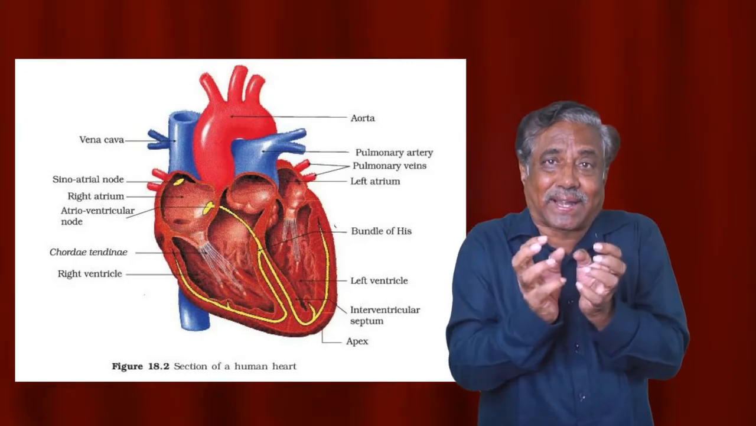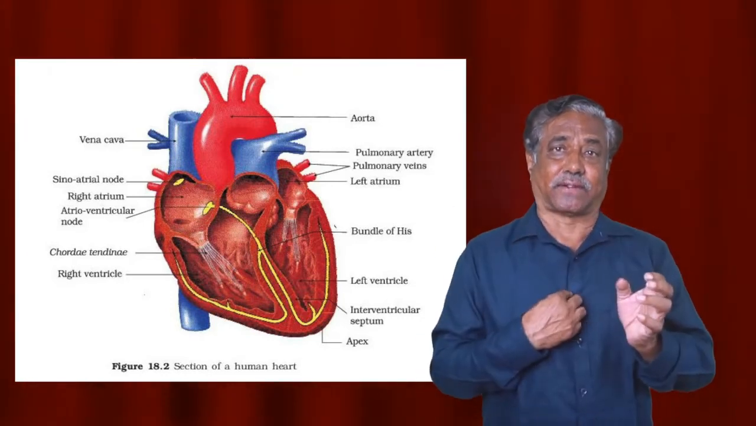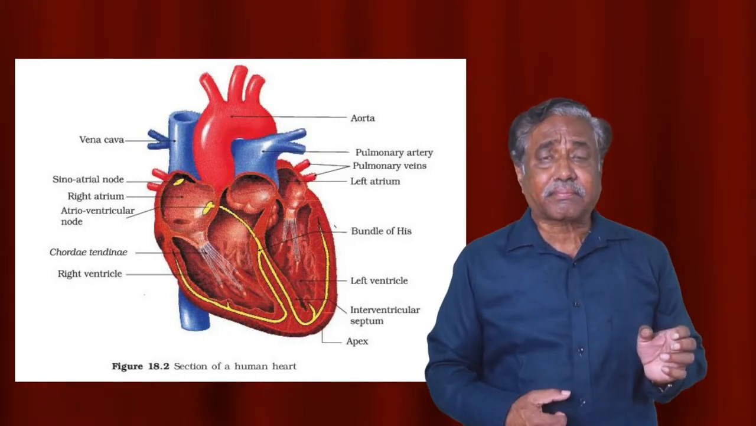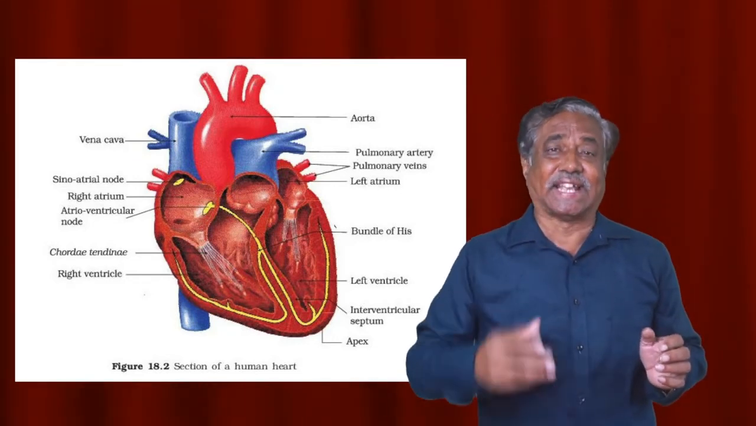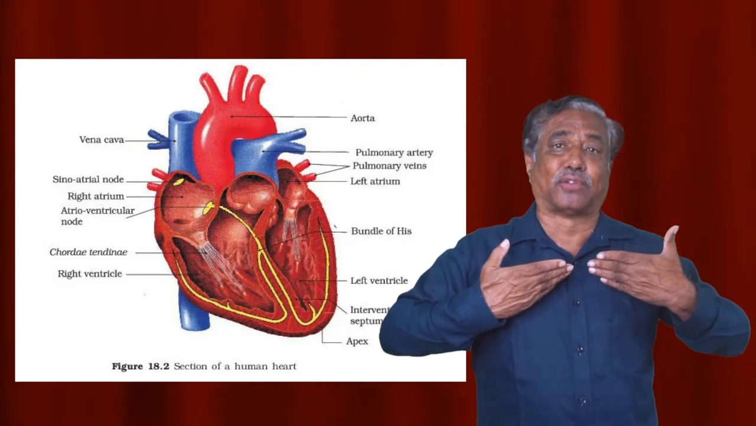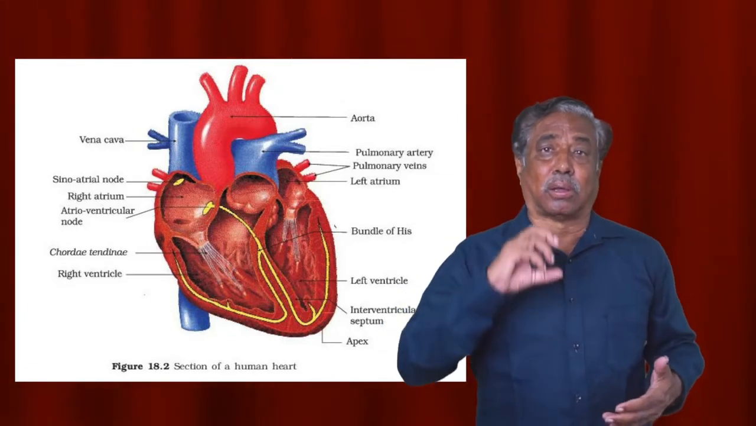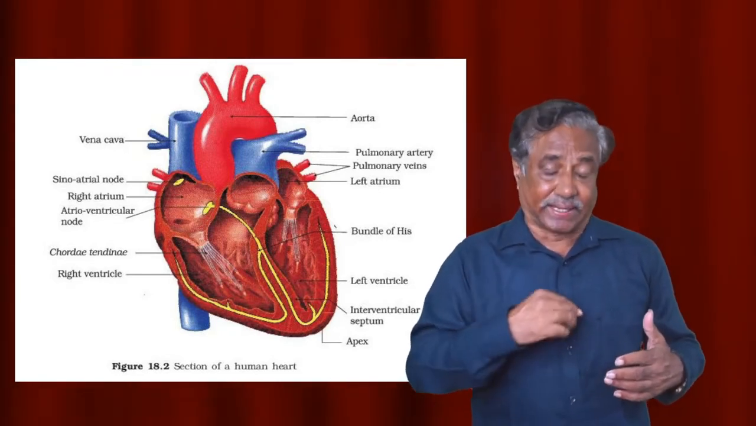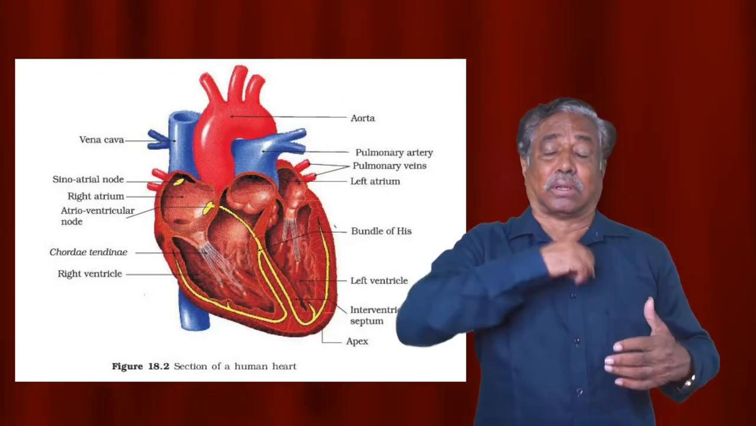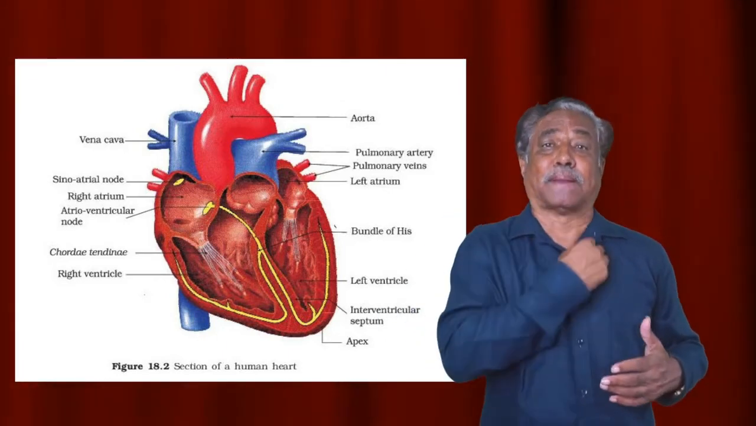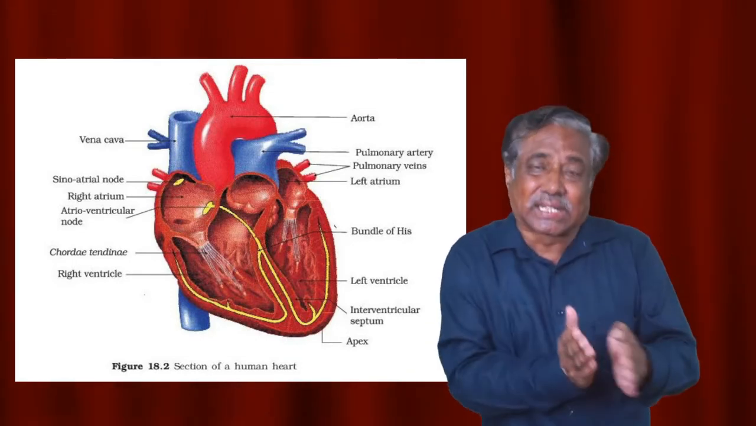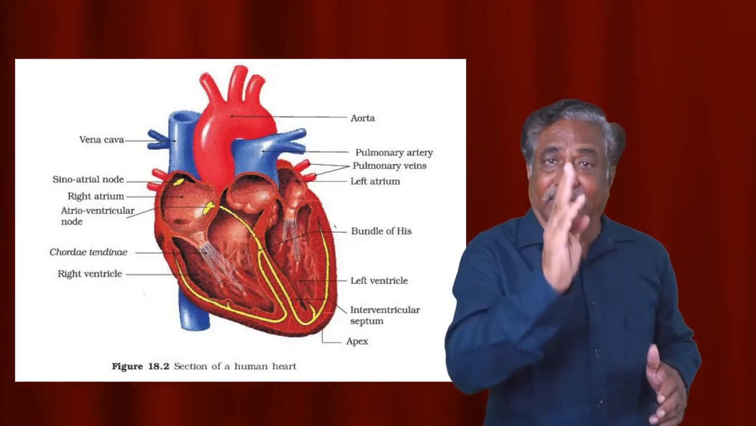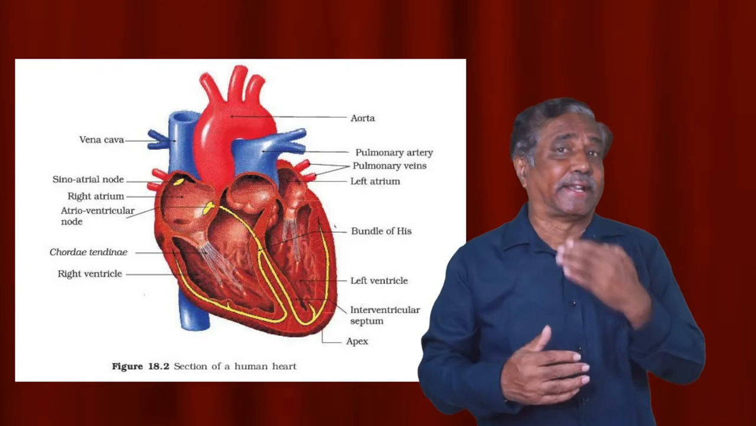When the auricles contract, deoxygenated blood flows to the right ventricle, and oxygenated blood flows to the left ventricle through the auriculoventricular aperture. And the tricuspid valve and bicuspid valve prevent the backward flow of blood. So because of this, when the ventricles contract, the deoxygenated blood flows to the lungs through the pulmonary artery, and the oxygenated blood from the left ventricle flows to the aorta and all parts of the body. Thus, the blood visits the heart twice.